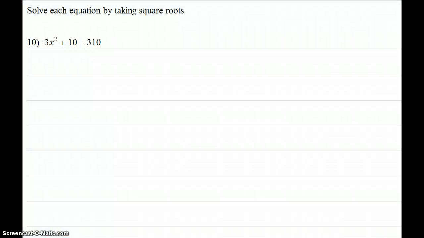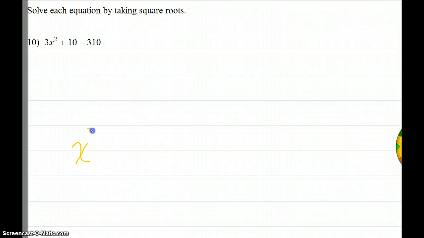I'm going to do one last example with you, and this is as complicated as the equations are going to be today. We're going to have a coefficient in front of the x squared. We're also going to have to do some basic algebra. Again, our goal before we take the square root is to get it down to an x squared equals something. Sometimes we have to do more than one step to get it to an x squared. Those basic algebra skills are still the opposite. So the opposite of a plus 10 is a minus 10. So we get 3x squared equals 300.